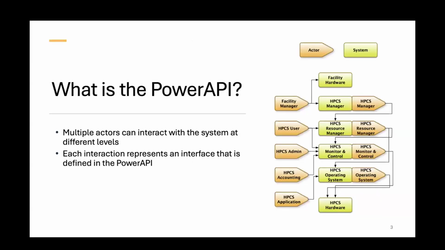So first, I'm going to touch on just the actors for a second. This has less to do with our cooling controls, but you have to understand the scope of the overall Power API before it will make sense. There are many different roles, and where you see these orange triangular shaped boxes, those are probably people. Yeah, facility manager is a person, and they're interacting with systems that are either the high performance computing system manager, the facility hardware, resource managers, monitoring control systems, operating systems, hardware independently as well.